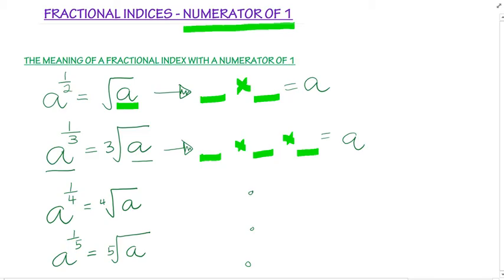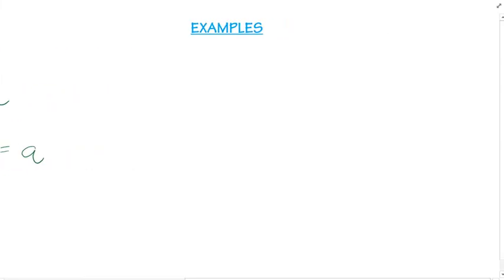So this is the first property that you must know about fractional indices. What does it really mean? It means the square root of, or in the case of to the power a third, the cube root of, or in the case of the power a quarter, the fourth root of, and so on and so forth. So what we're going to be looking at now are just a few examples of how we're going to work this. And let's start with a very basic example.